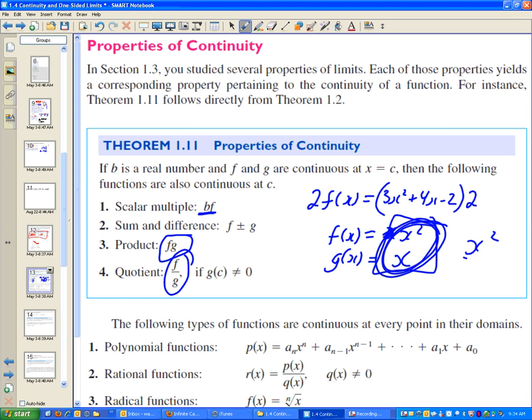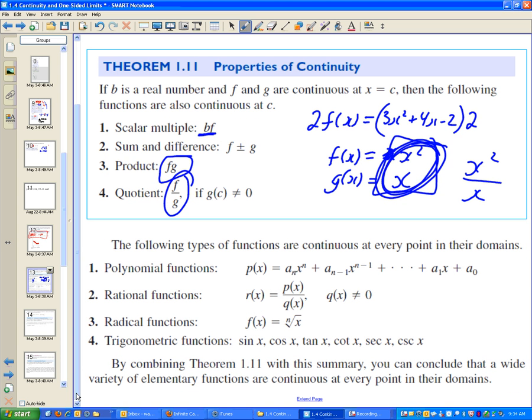Okay? Because if I did divide, right, I could actually simplify that. But before I simplify it, there's a discontinuity at 0. I can remove it by dividing out. So as long as your denominator does not equal 0, the result is continuous.